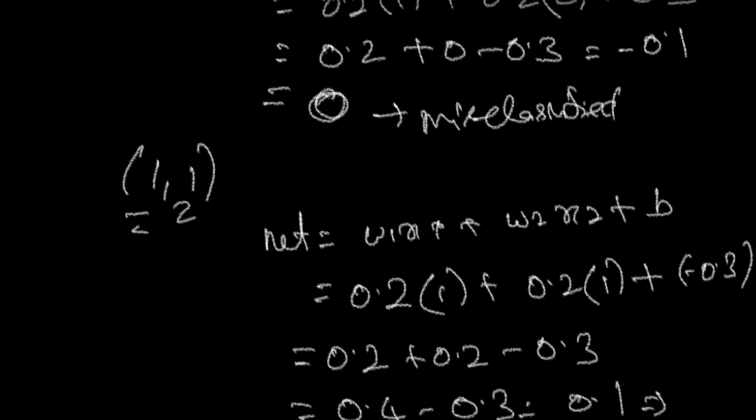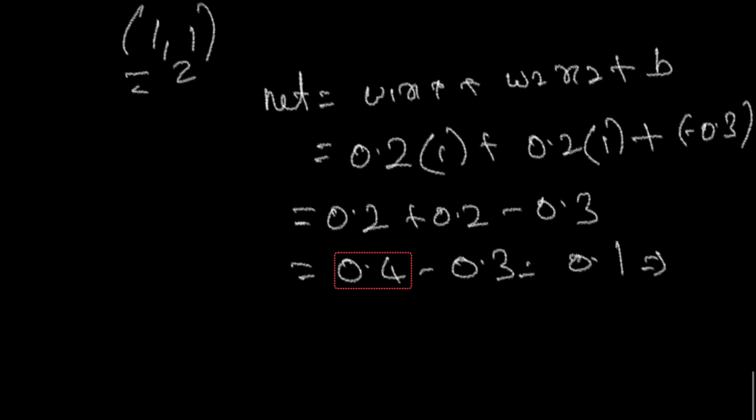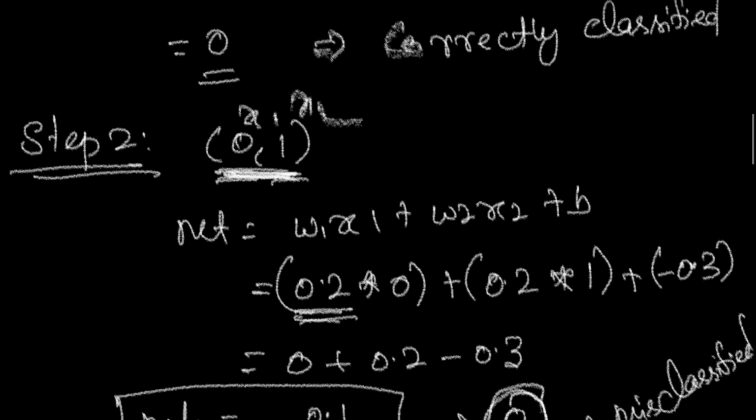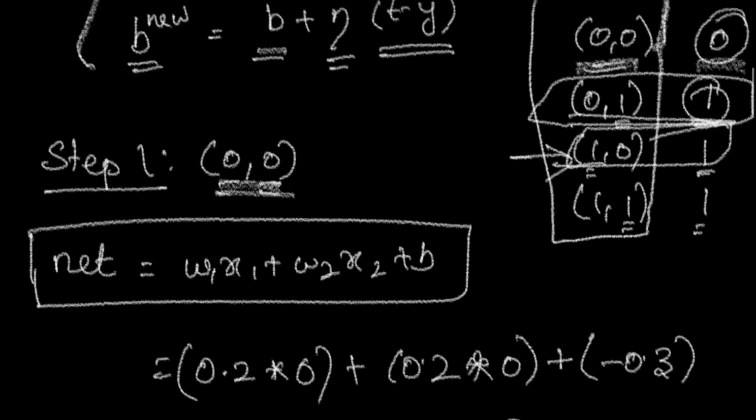So this gives you the classification. If I compare this with f of net, the function of net tells you if it is greater than 0 then the value is 1. So now it is correctly classified, because in the truth table 1 and 1 is again 1.